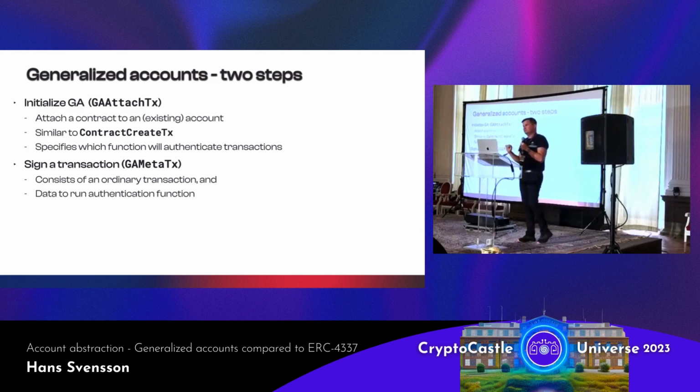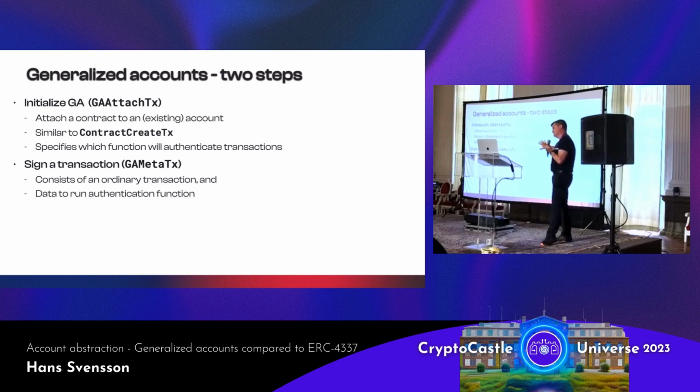Then when you want to make a transaction, you use the second special transaction, which is called the meta transaction, where you take just your normal transaction that you want to sign, and you wrap it together with the data necessary to run the authentication function. Presented like this, it sounds fairly simple.